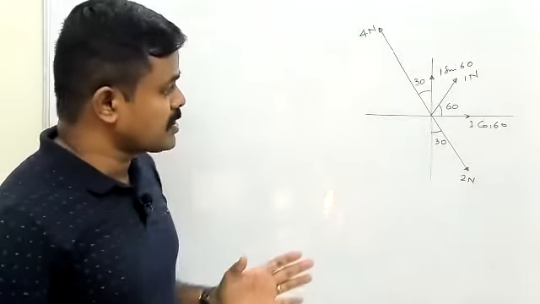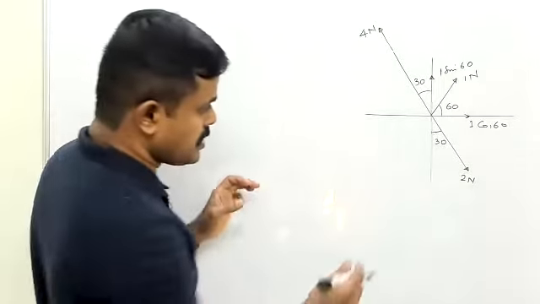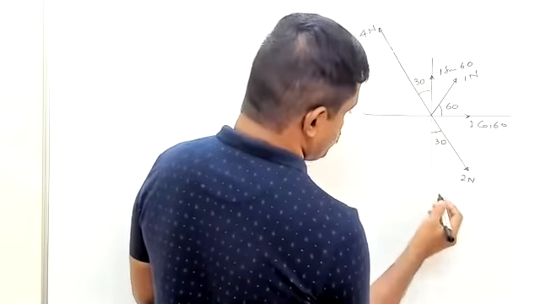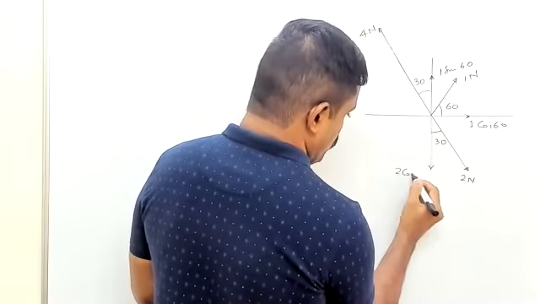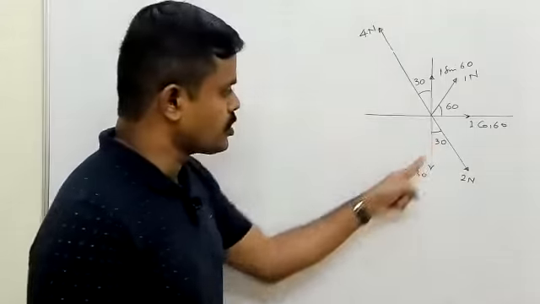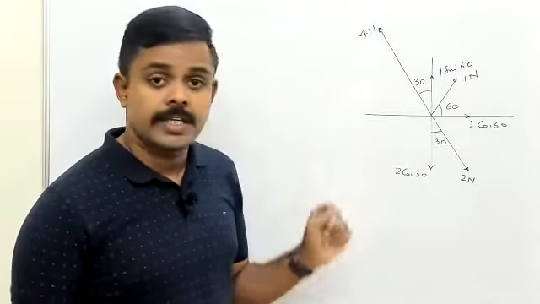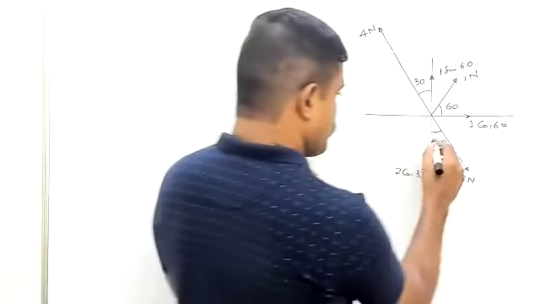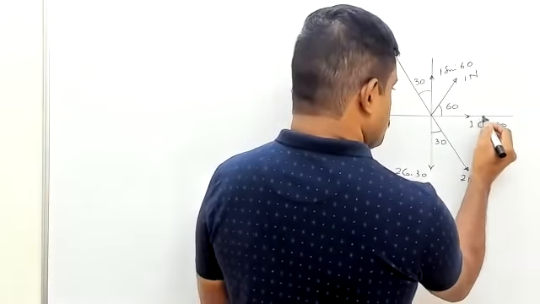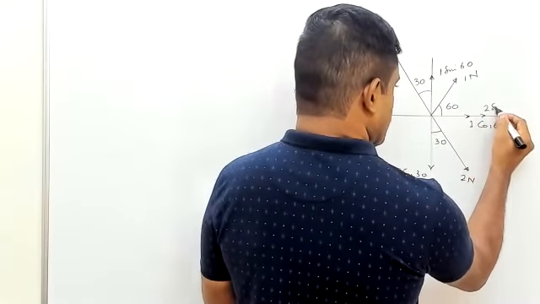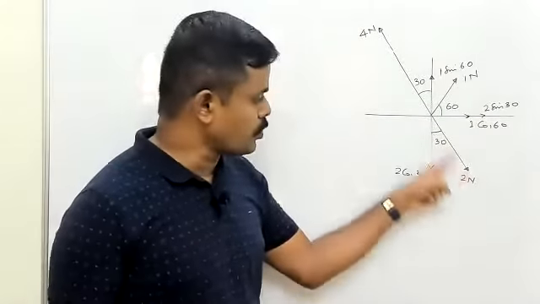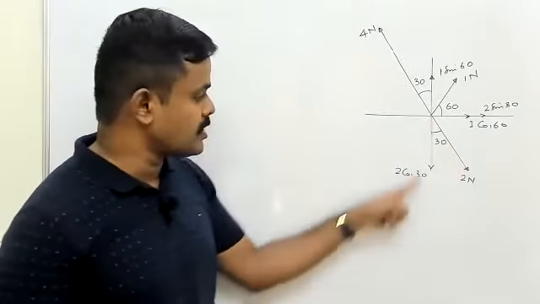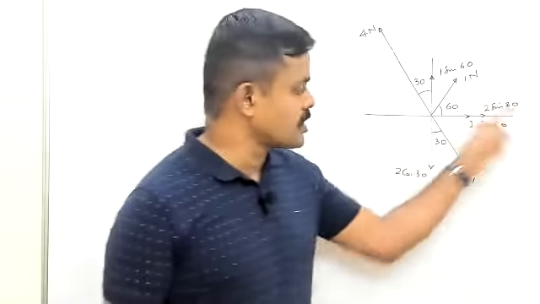In a similar way, other forces also can be resolved. Look at this 2 Newton. I can split this into 2 components. This is 2 cos 30, because the component close to 30 is the cos 30 component. The other component is 2 sin 30. So this 2 Newton force splits up into 2 components here: 2 cos 30 and 2 sin 30.